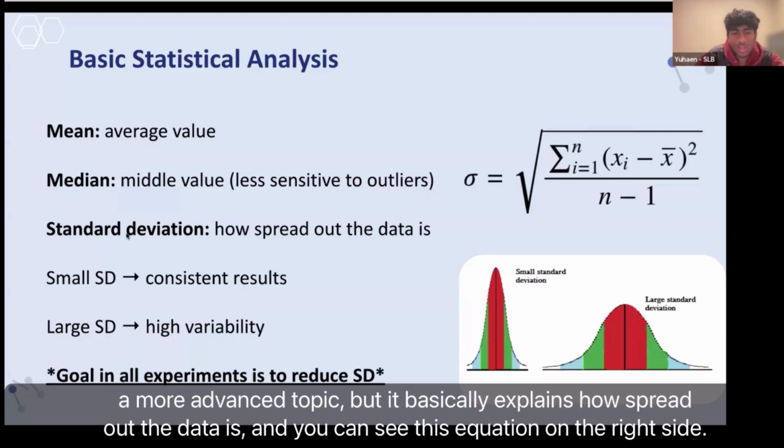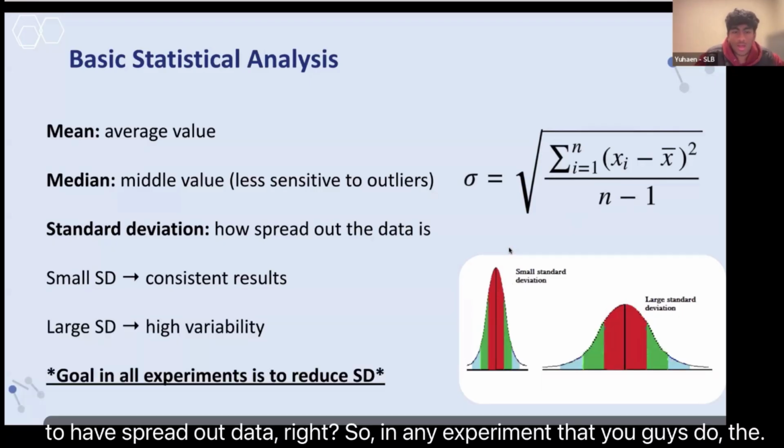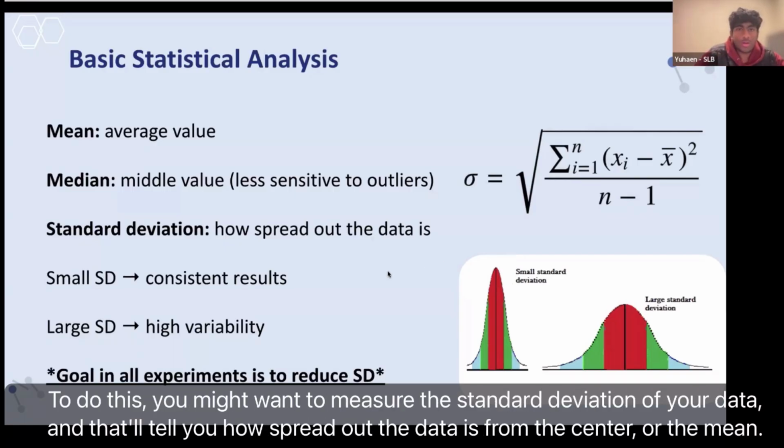Standard deviation is a more advanced topic, but it basically explains how spread out the data is. You can see the standard deviation formula on the right side. You don't have to know it, obviously. We're going to show you how to get the standard deviation on Google Sheets, but you have to first understand what it means to have spread out data, right? In any experiment you do, the main goal is to decrease variability. You want all your data to be consistent and as accurate as possible. To do this, you might want to measure the standard deviation of your data, and that will tell you how spread out the data is from the center, or the mean.